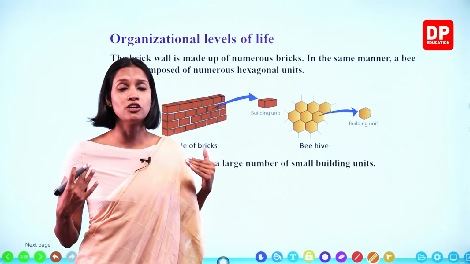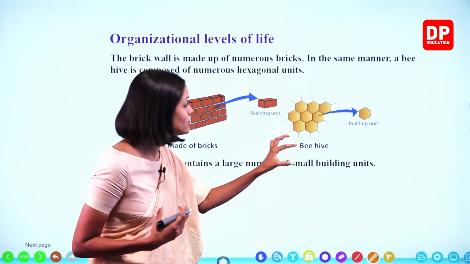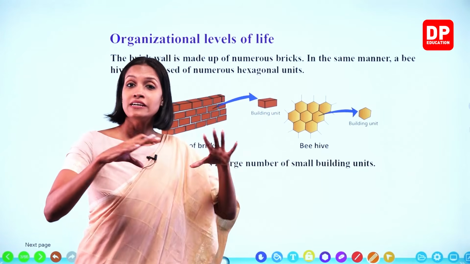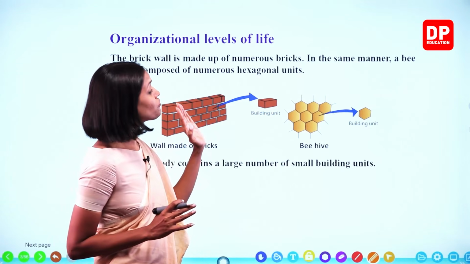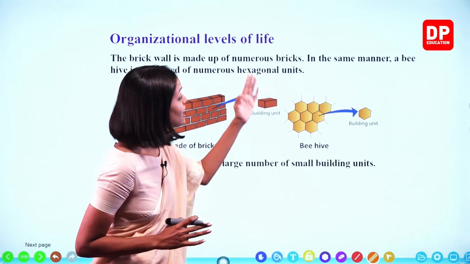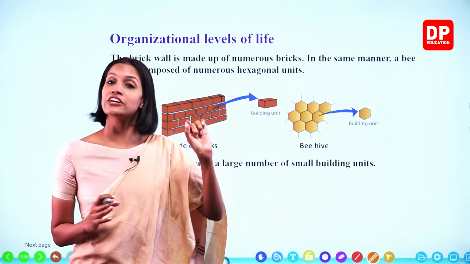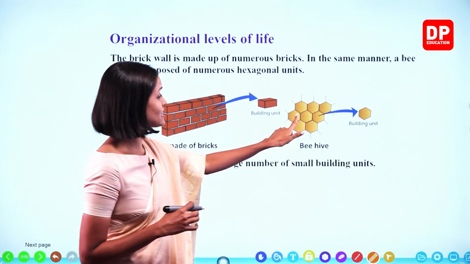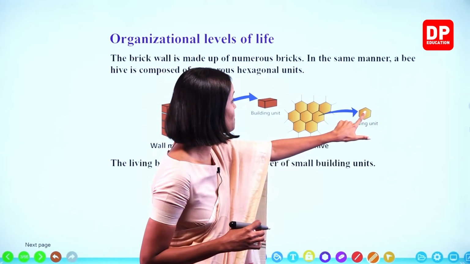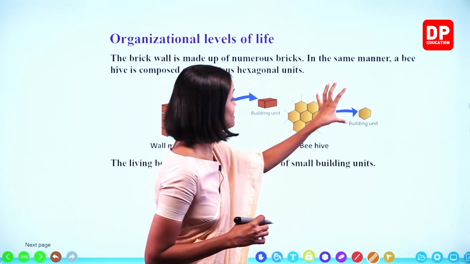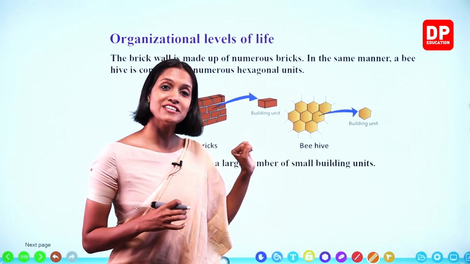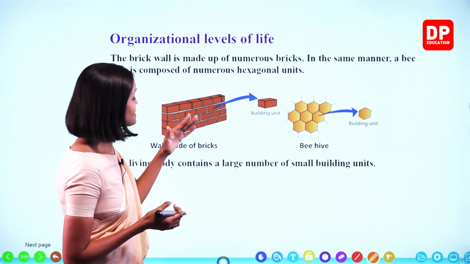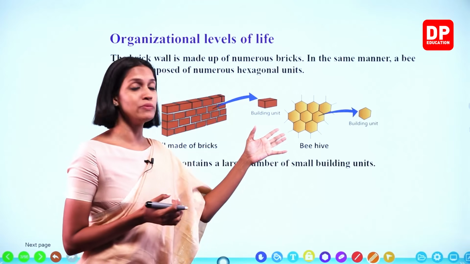Now what is the meaning of a building unit? Building unit means the basic structure present in another larger unit. So if you consider the beehive as the larger unit, what is the smallest unit or the building unit? Building unit is this hexagonal shape unit or the hexagonal unit. Right children? Okay. So the living body also contains a large number of small building units.